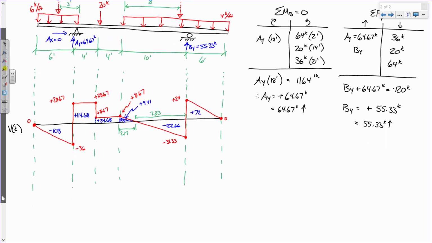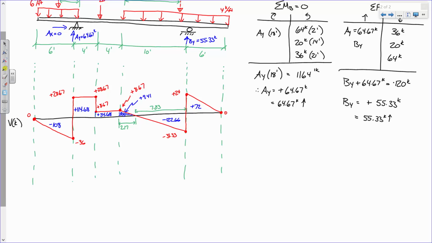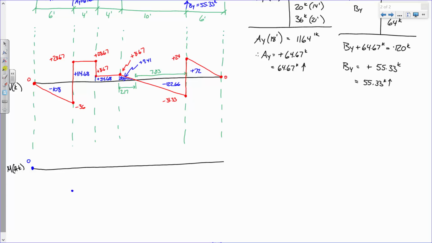So now it's time to draw the moment diagram. We start at 0, and then let's see if y'all remember this. From here to here, we're going to go down to 108. Let's do the values first. From here to here, we're going down to 108, and then from here to here, if I'm at negative 108 and I go up 114.68, what does that put me at, like 6.68? Did I do that right? Okay. And if I'm at 6.68 and I go up 34.68, what does that put me at?